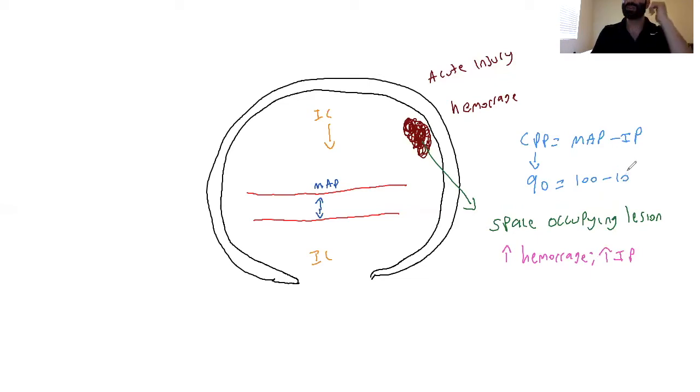And this isn't good because as this number goes up, this number goes down. And this is when we start to get the symptoms of a secondary brain injury. Because now we have this space occupying lesion that is taking up space in the cranial cavity.